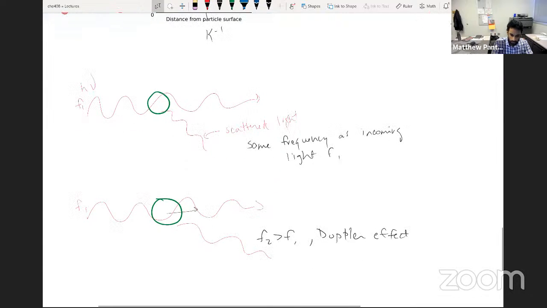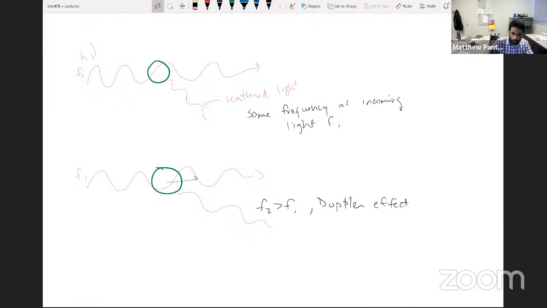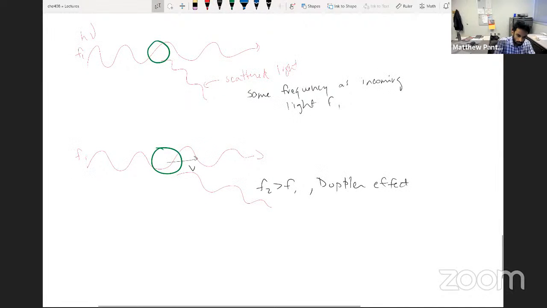Okay. So again, this is if it has some velocity on average. The velocity can be induced. There's a couple ways to do it, but the most common way is by applying an electric field.